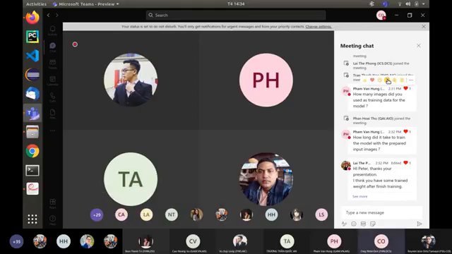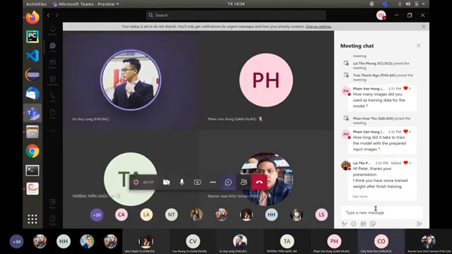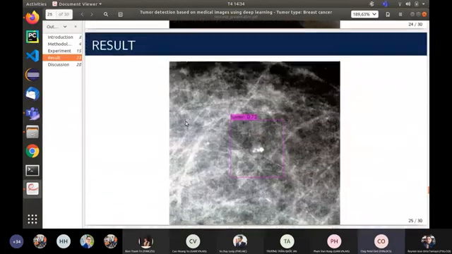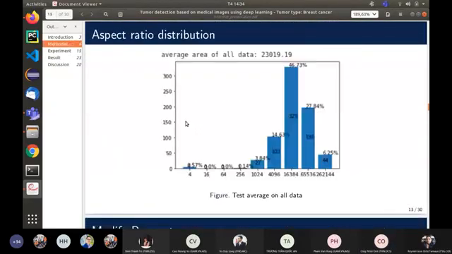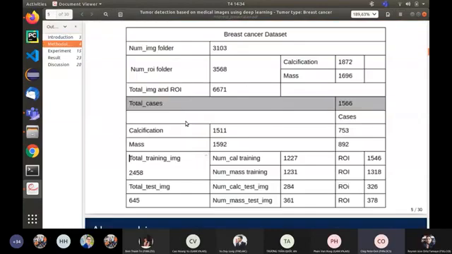Can you write the number? Yes. Okay. First of all, let me... Here, can you see? If you can see here, in total, all images that I have for training is 2,458. I'm sorry. And then 645 images as training. Okay, I can see it.